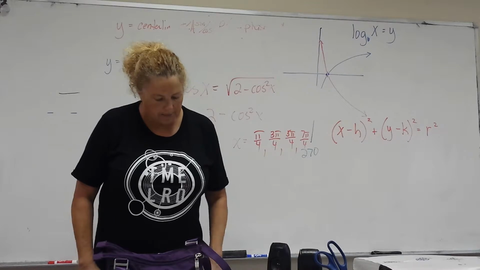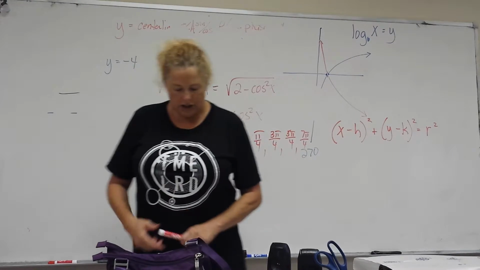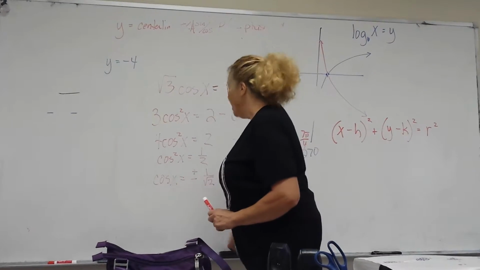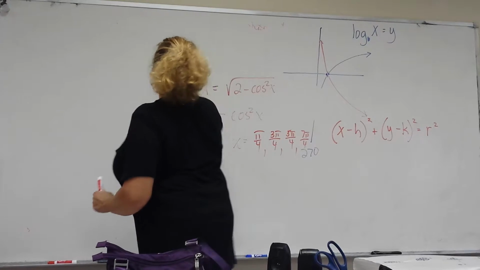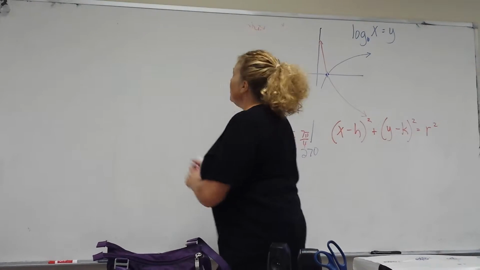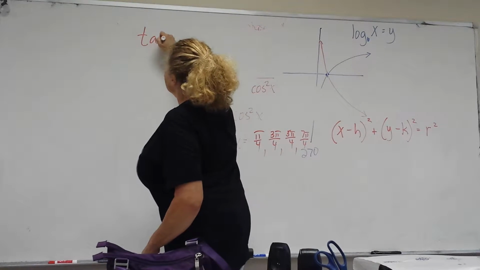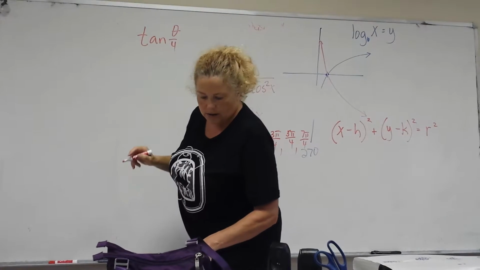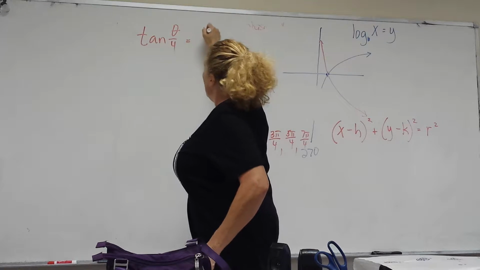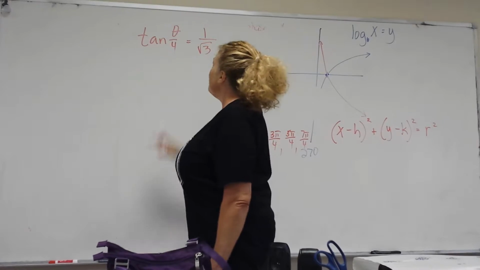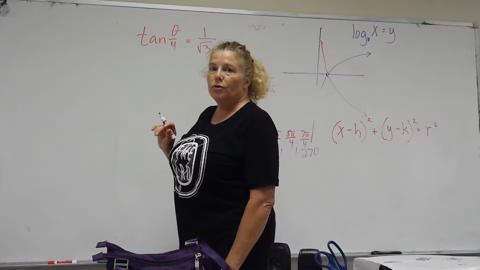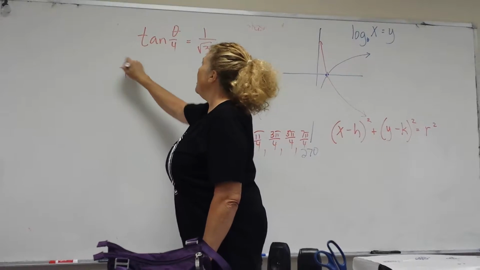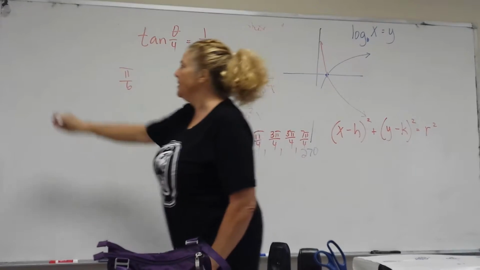Okay? The next one, you would just solve and get tangent. If you look at it, you can see what I mean. You can just say tangent of theta over 4 equals 1 over root 3. Okay? Well, what has a tangent of 1 over root 3? Well, it would be pi over 6 since it's positive.